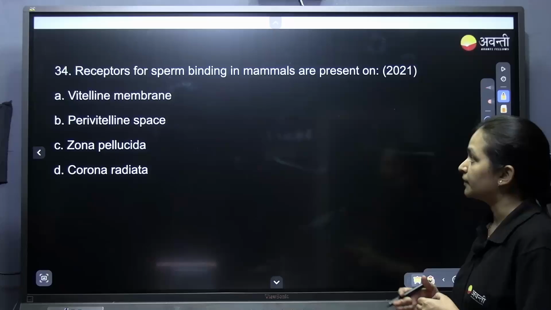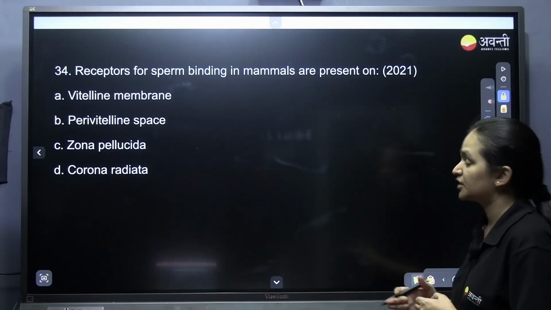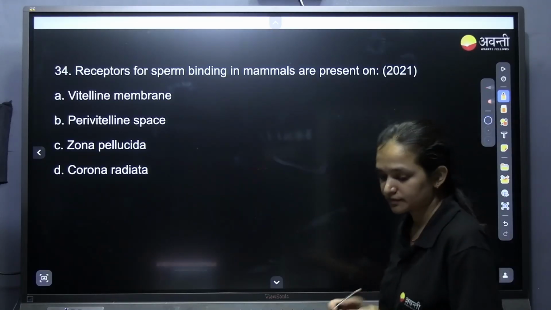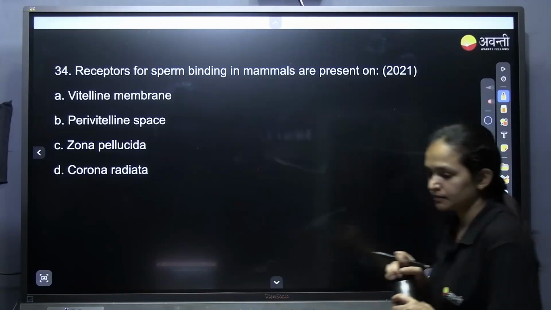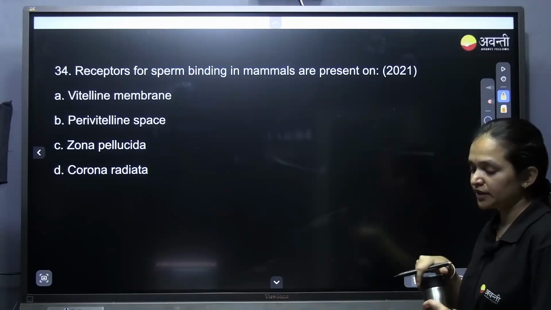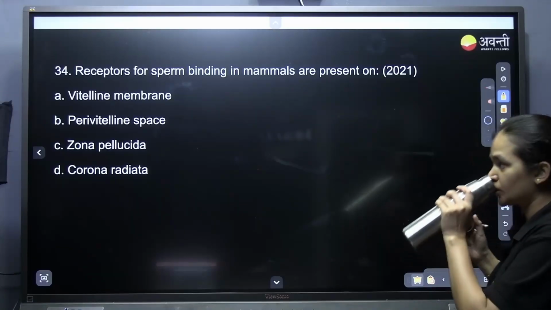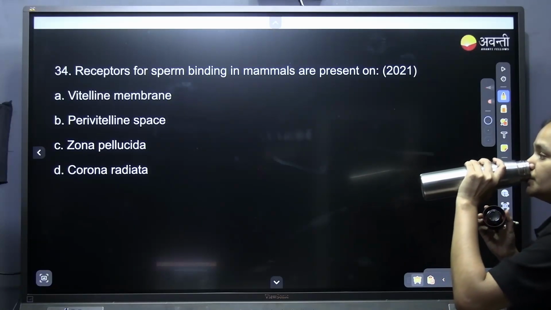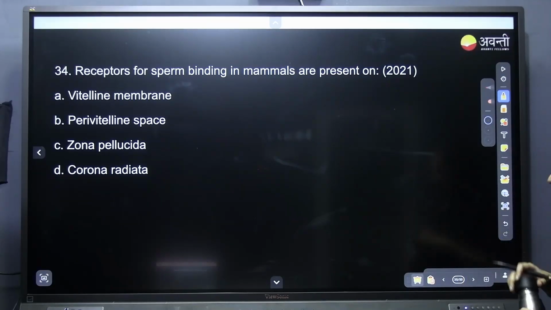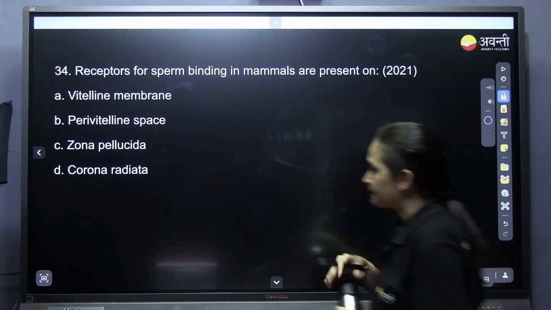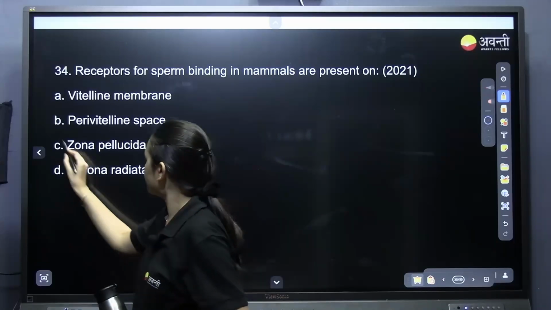Receptors for sperm binding in mammals present on. I told you when I was explaining about the primary and secondary oocyte. Yes, very good. It is zona pellucida.